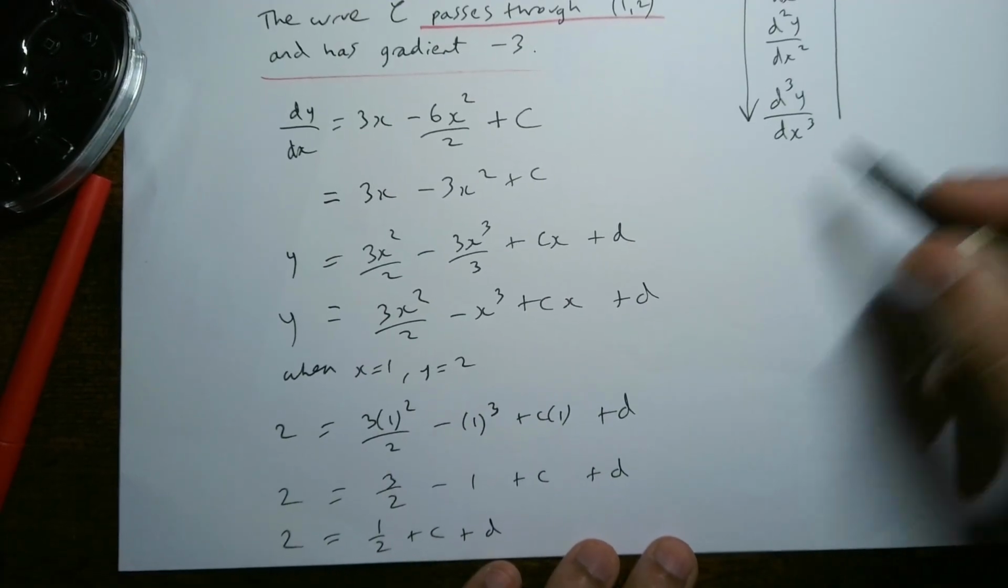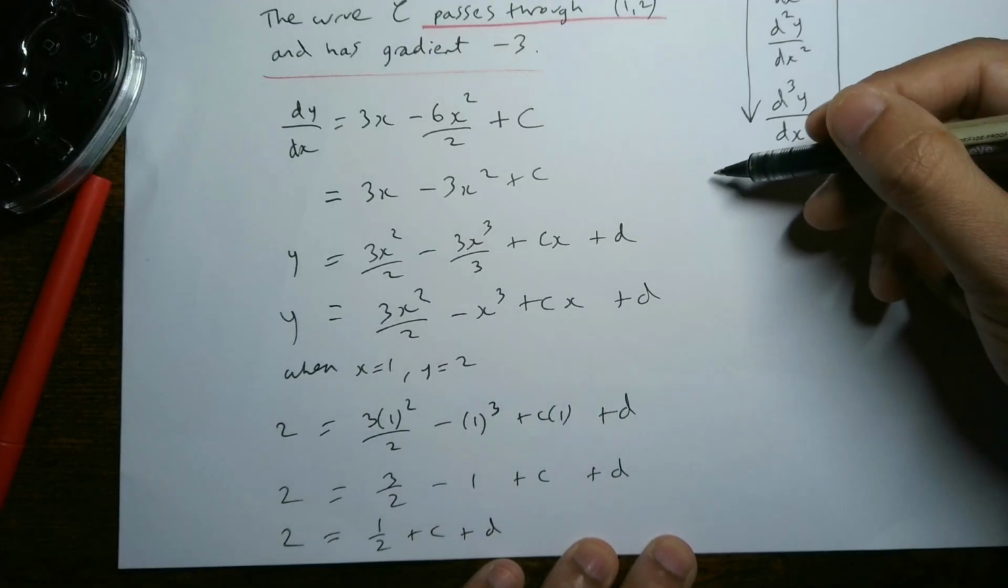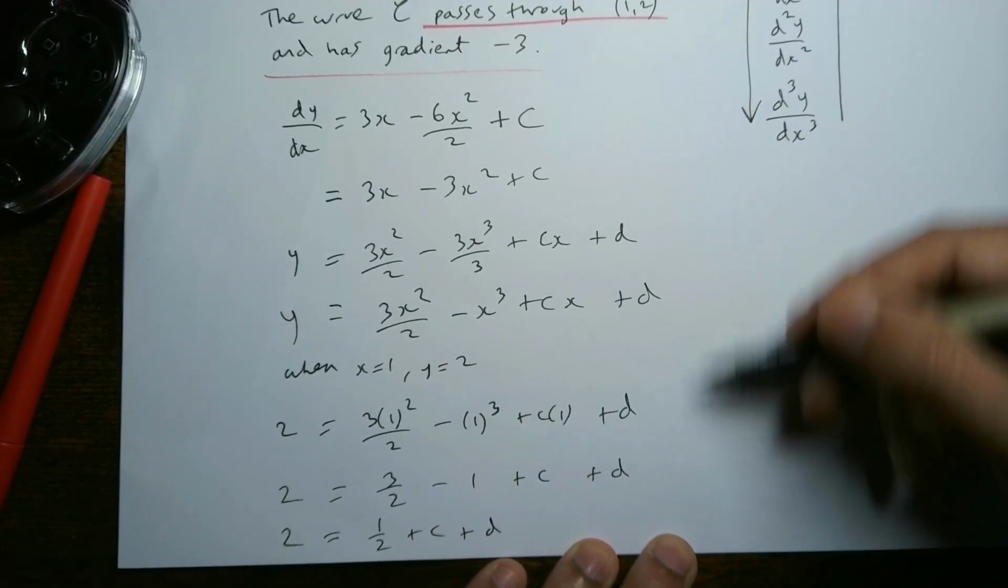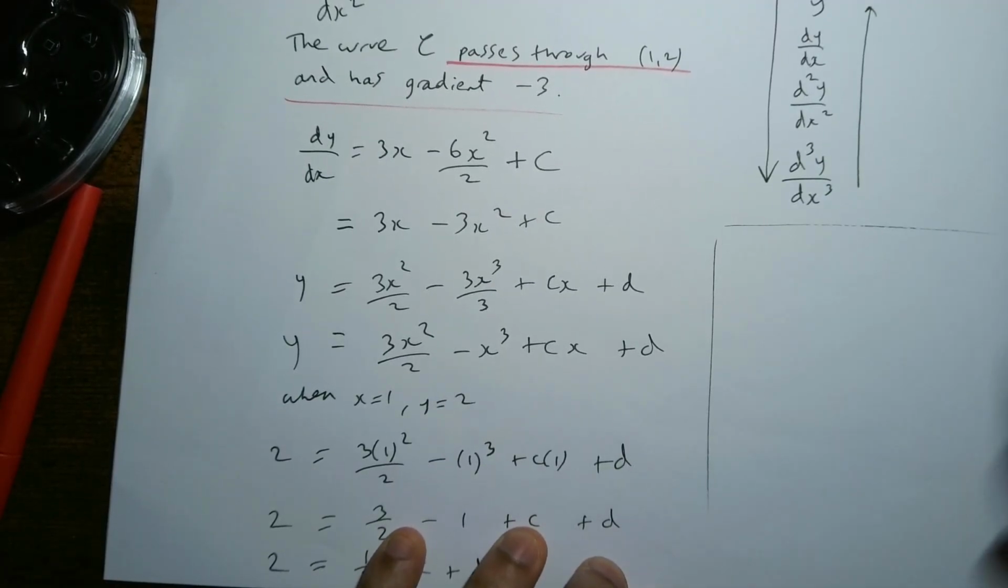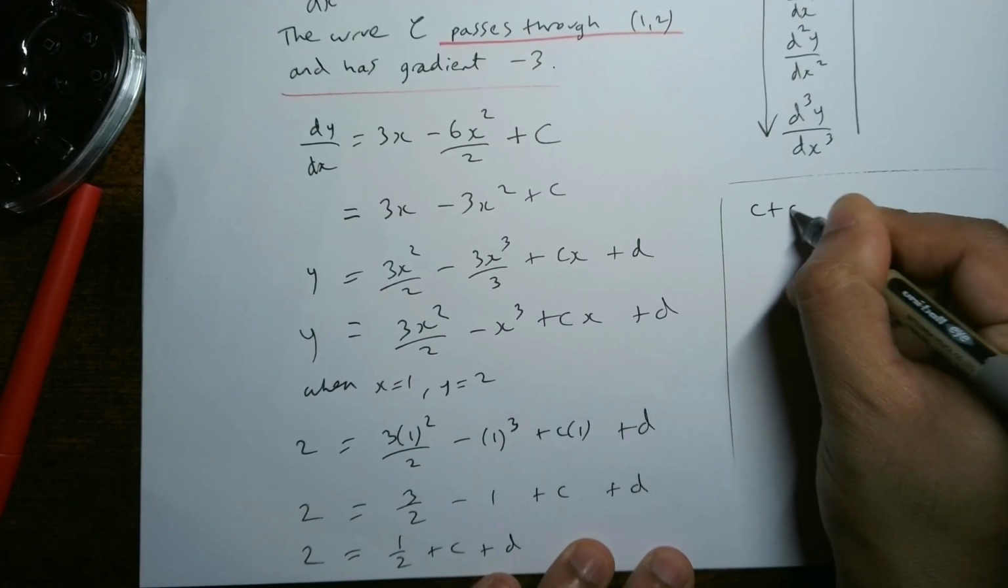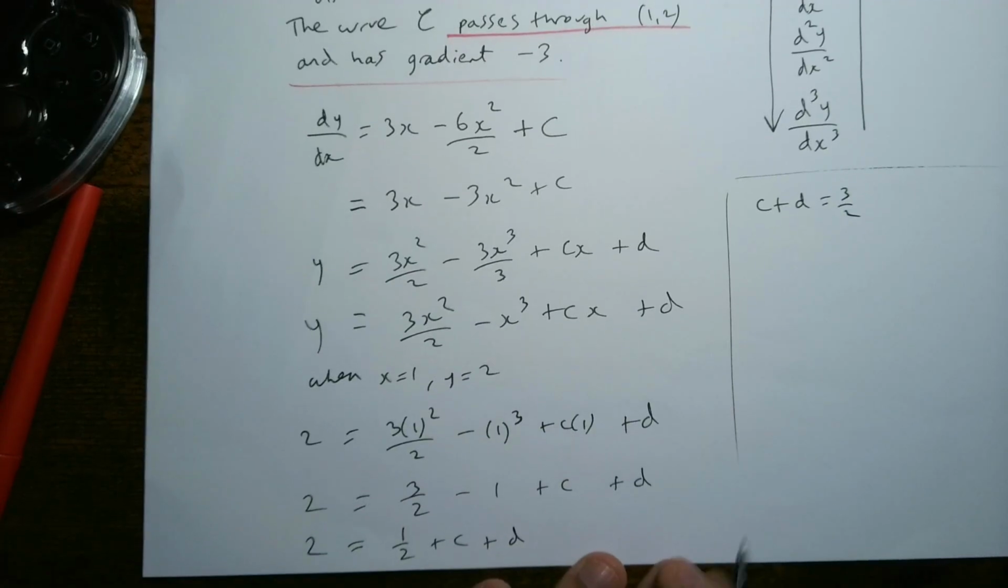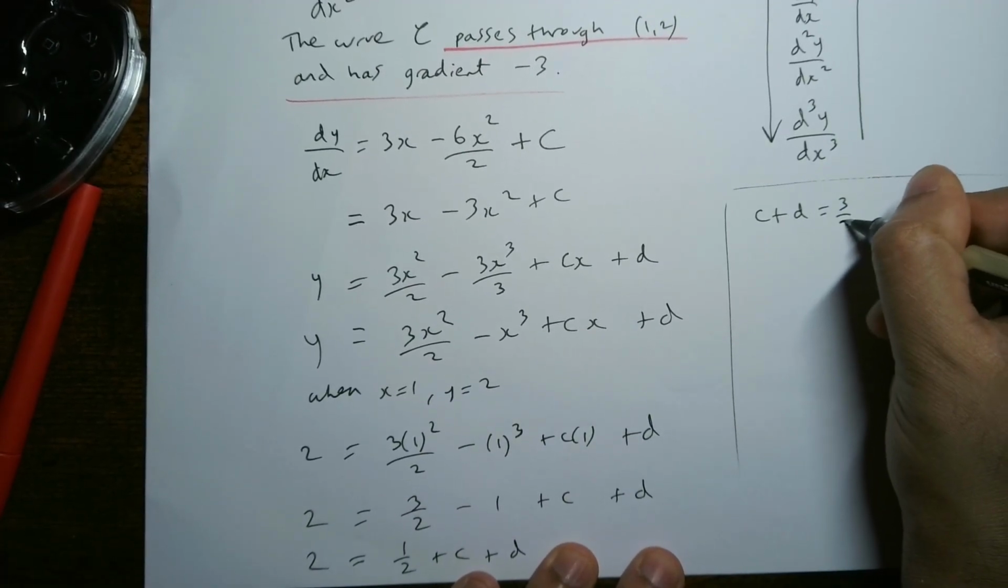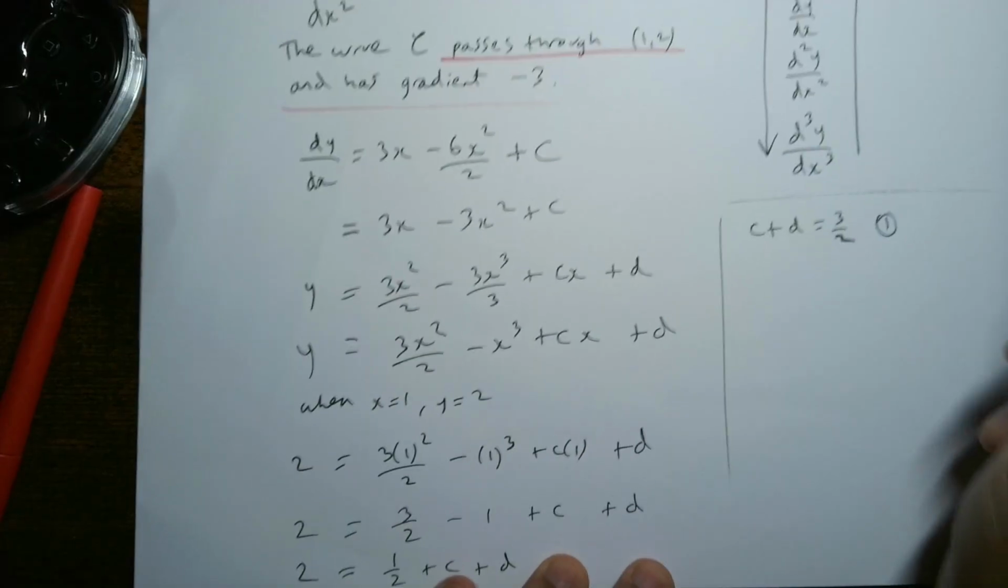And then, because I've run out of space, ideally I like to work in columns, and you should as well. Because I wrote here, I'm going to just continue here. Okay, so 2 take away 1/2 is 3 over 2. So I end up having c plus d equals 3 over 2. So that's an equation, isn't it, with 2 unknowns. So let's give this a name, number 1.